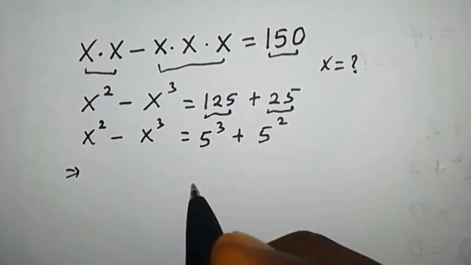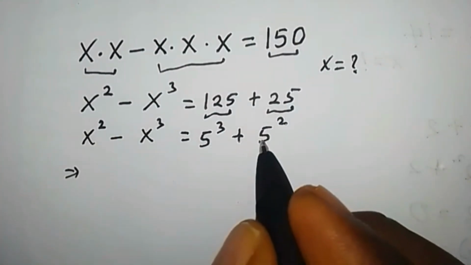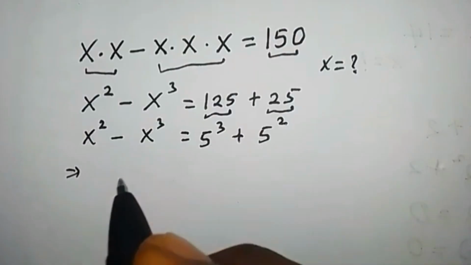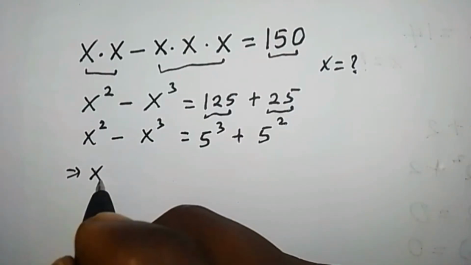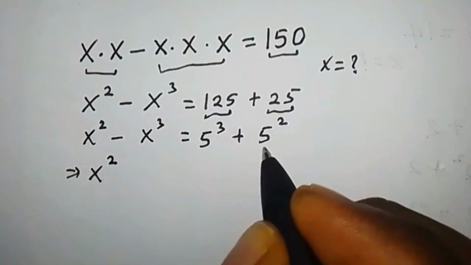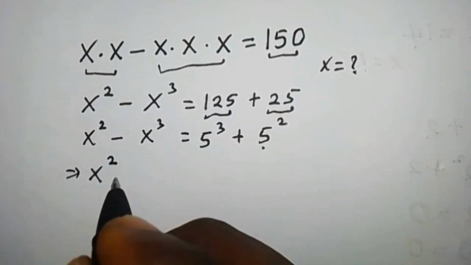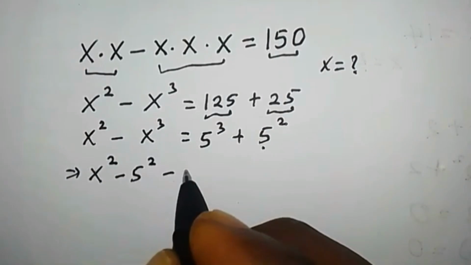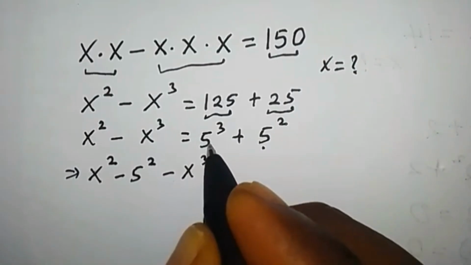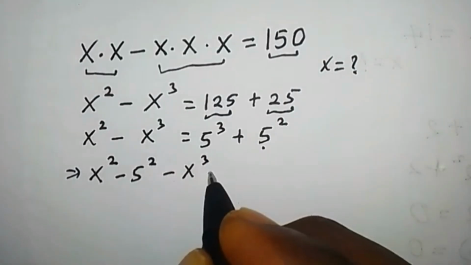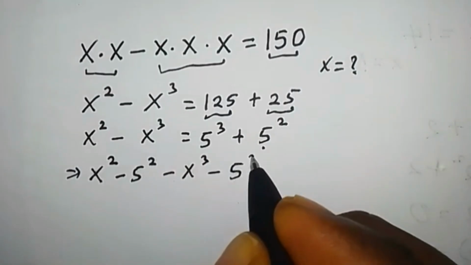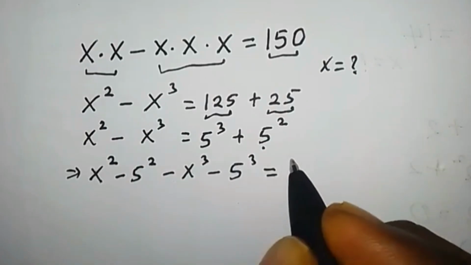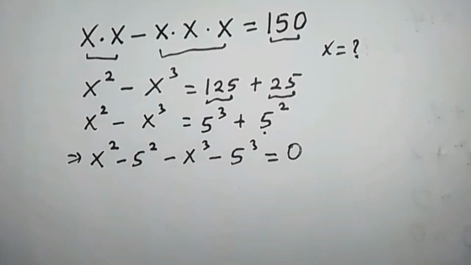Now, let us move each of these to the left hand side. So that will be x to the power of 2. Moving 5 square first, that will be minus 5 square, minus x to the power of 3. Moving 5 to the power of 3 to the left hand side, that becomes minus 5 to the power of 3 equal to 0. Let's proceed further.